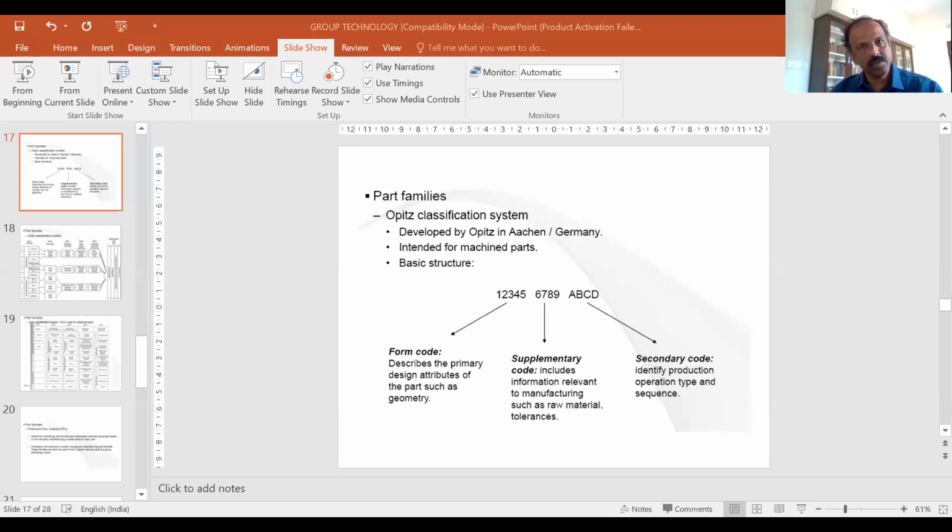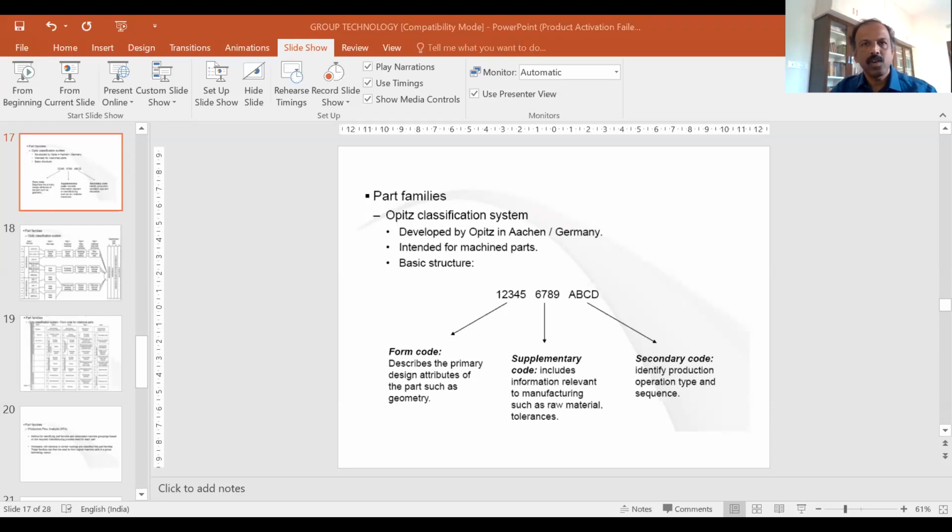Now, in the first session, we discussed the introduction to group technology, what we mean by part family, and the methods of part classification and coding. There we understood three different methods. In one of them, part classification and coding, there is one very important classification system which has been widely followed, which we are going to discuss now, called the OPITZ classification system.